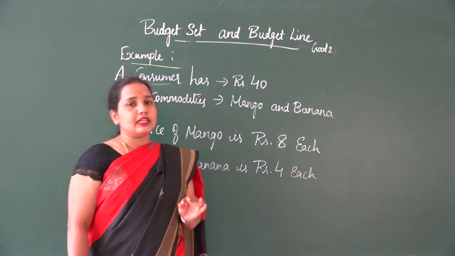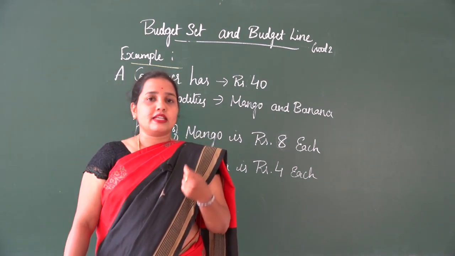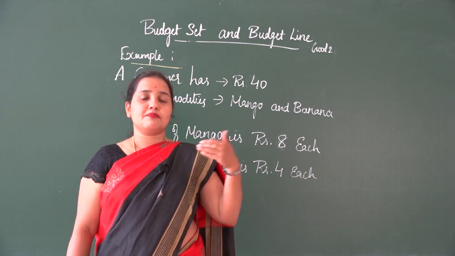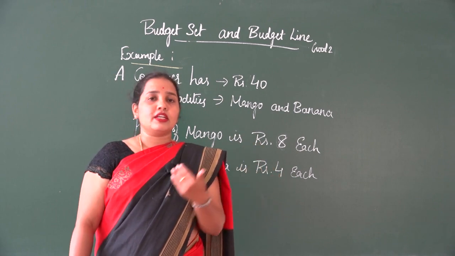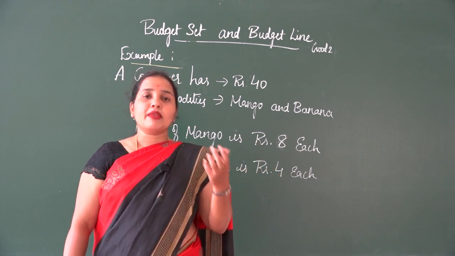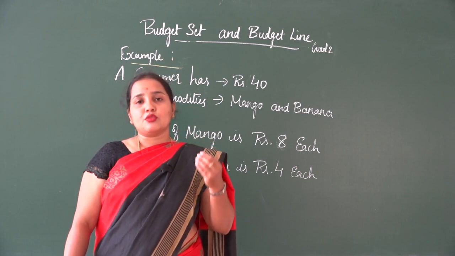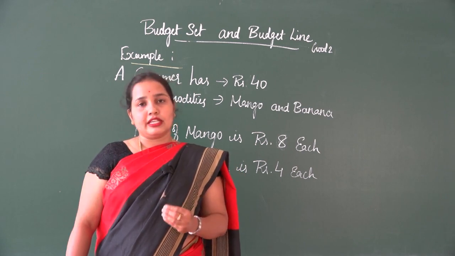Here you are very clear, student. The consumer that we are considering for our example has a fixed income of rupees 40, which he is spending to buy the 2 commodities, mango and banana. The price of mango is rupees 8 each, and the price of banana is rupees 4 each.